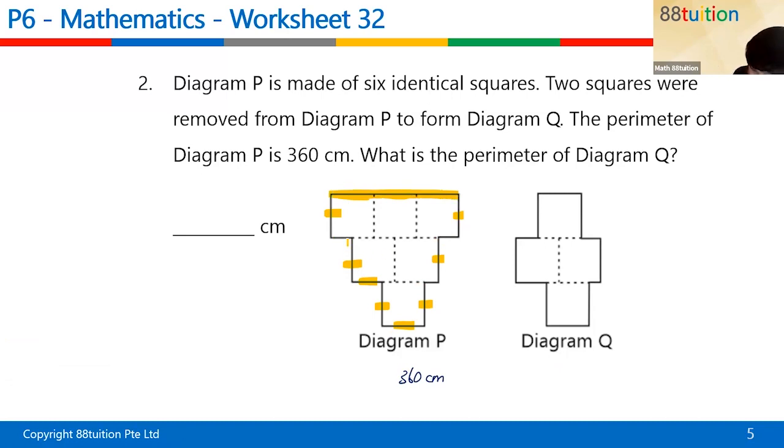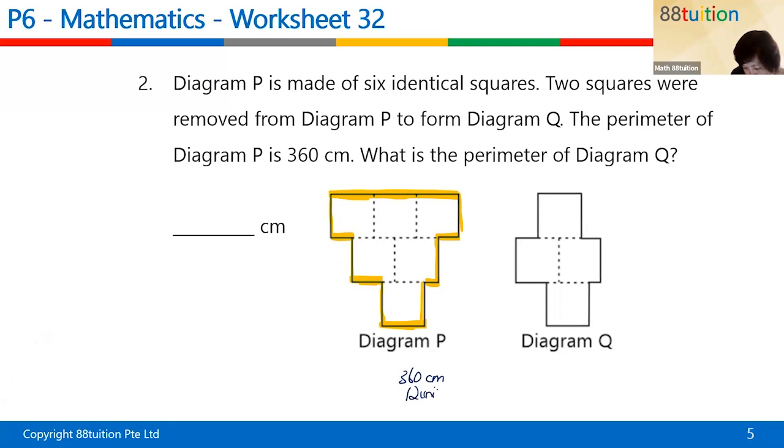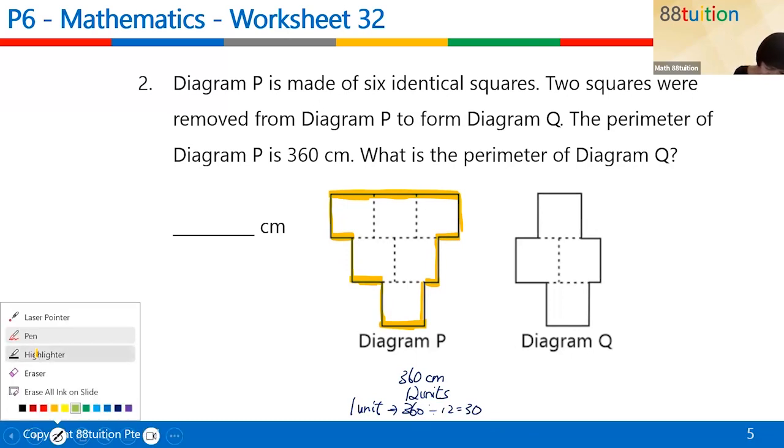1, 2, 3, 4, 5, 6, 7, 8, 9, 10, 11, 12. So there are 12 units here. Okay, if you are talking about in terms of equal part. Okay. So you have 12 units for this. So 1 unit when you divide by 12 is 360. Each unit is 30.